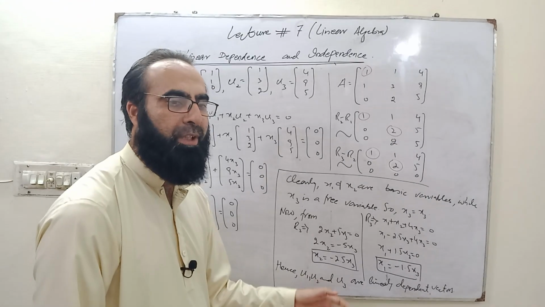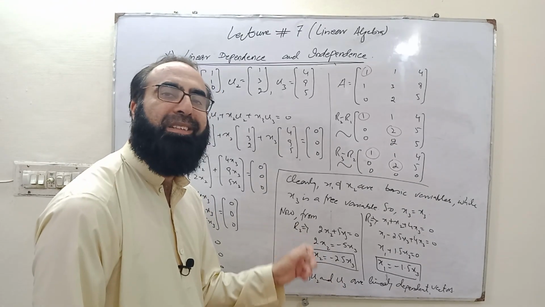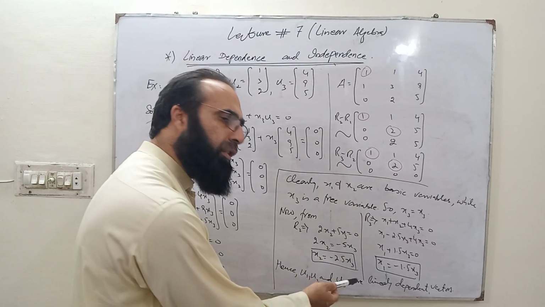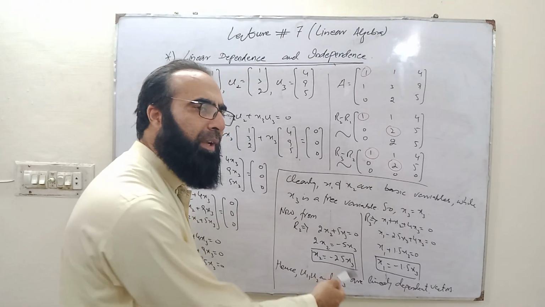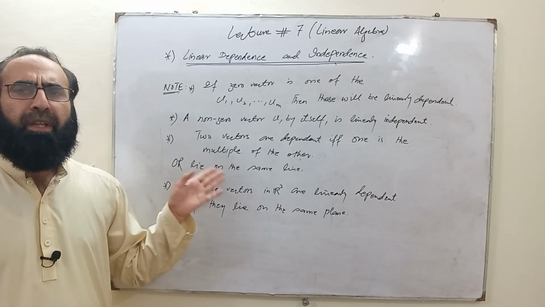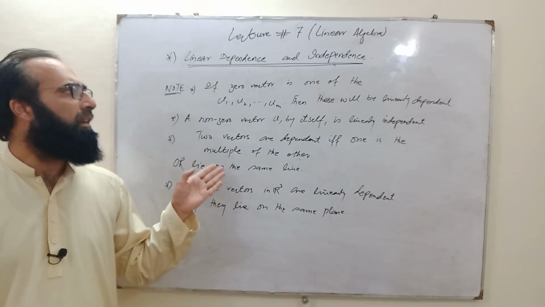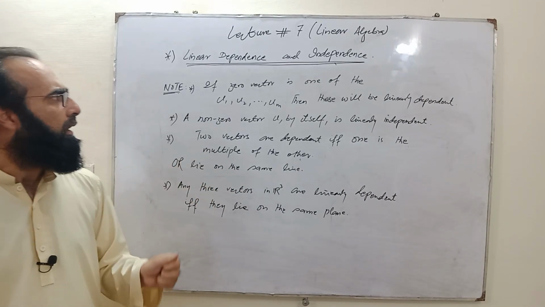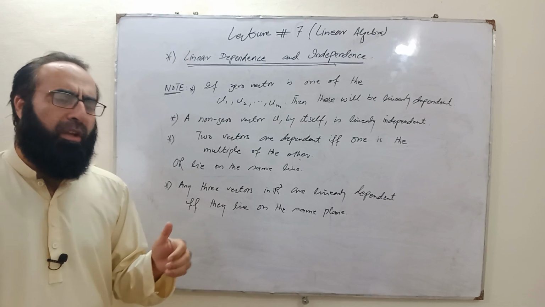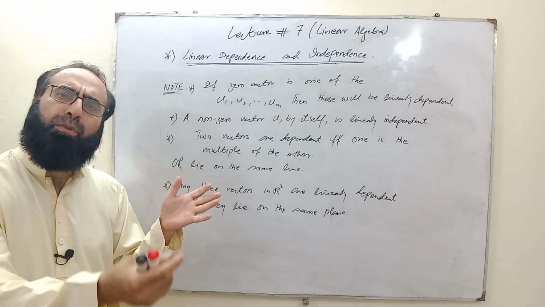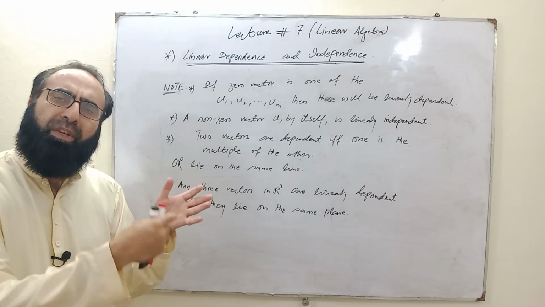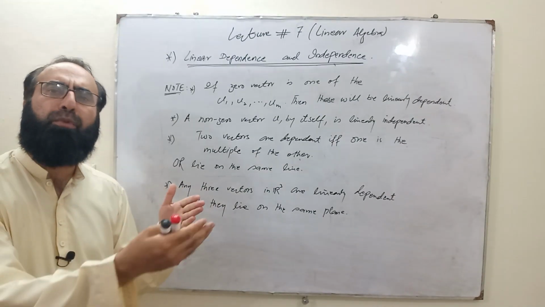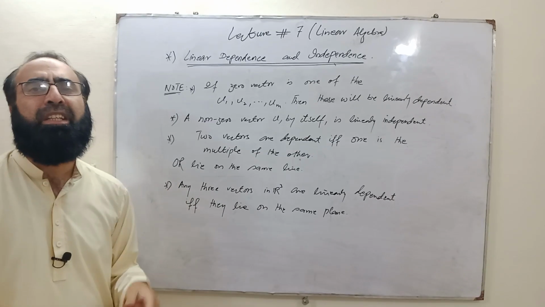So this shows that this solution is not a unique solution, because for each value of x3 you will get a solution. From the examples and the definition of linearly independent and dependent vectors, we obtained some main points. Number one: say we have vectors u1 up to um, and one of these vectors is a zero vector. Then all these vectors from u1 up to um will be linearly dependent.